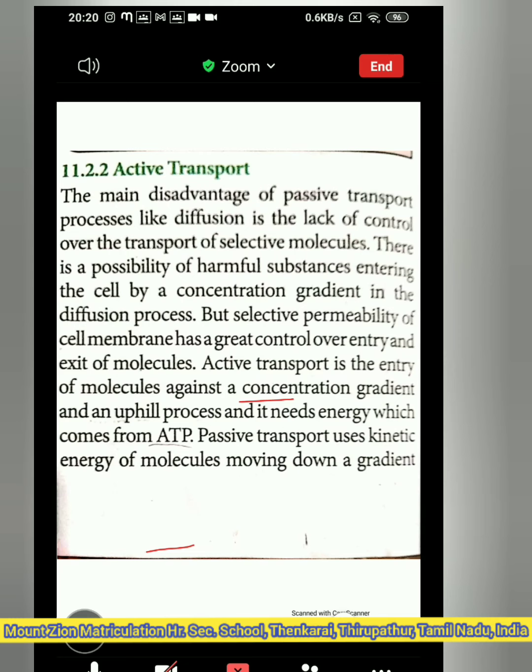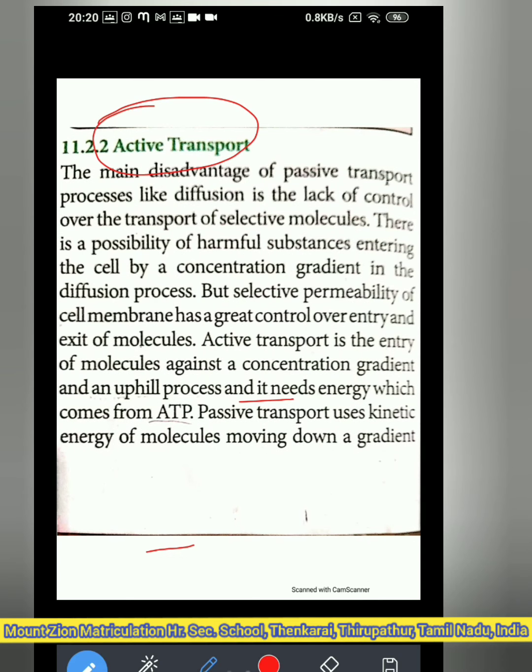Next is active transport. We know active transport is the thing we talk about as uphill. Uphill, I already told you: when you want to pump water from underground to your terrace tank, you definitely need some kind of energy. You need a motor. Keep that in mind. When you talk about active transport, you definitely need energy, and I already told you, energy in the form of ATP only.